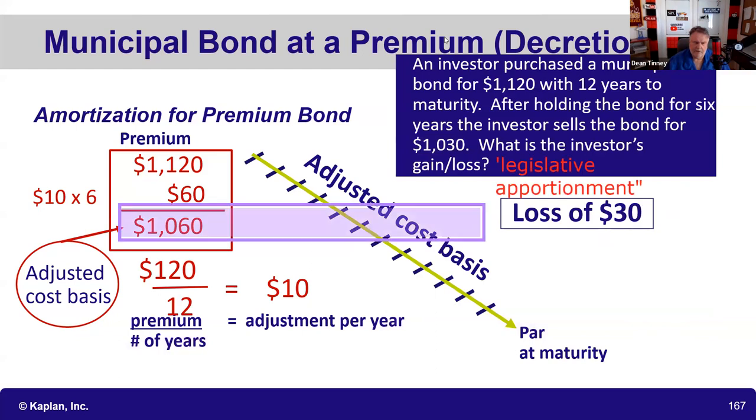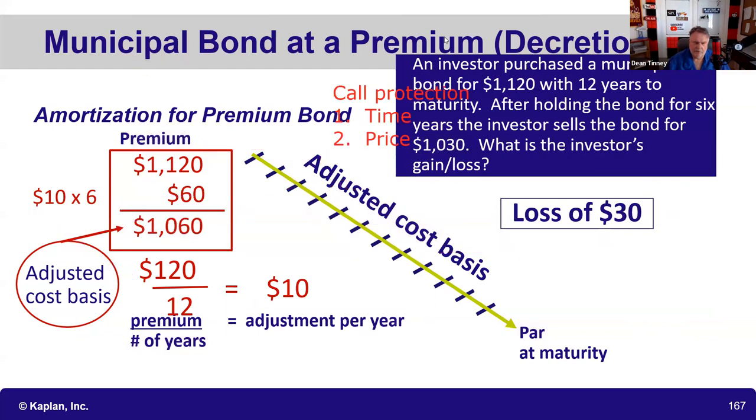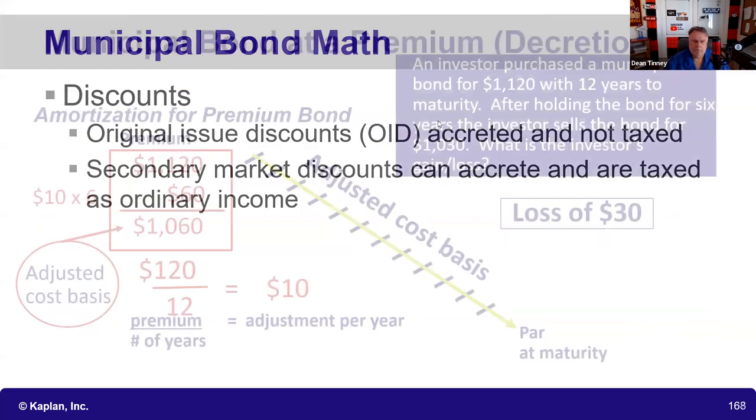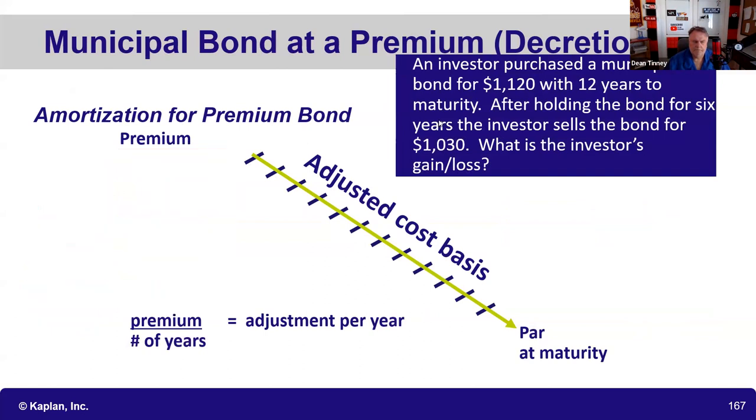So the first thing we have to recognize is that it is a muni bond purchased at a premium. It is a muni bond purchased at a premium. Now I want to let me reset it. Let's boom. Oh, I see what I had to do. Boom, boom, boom, boom. There we go.